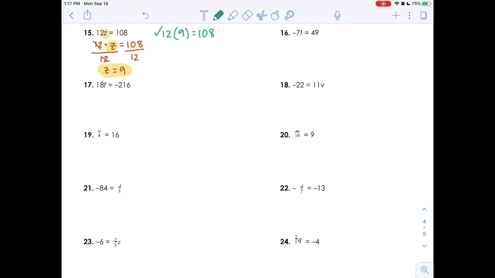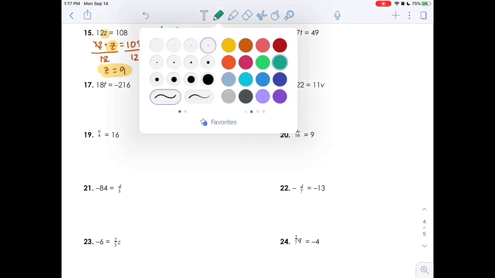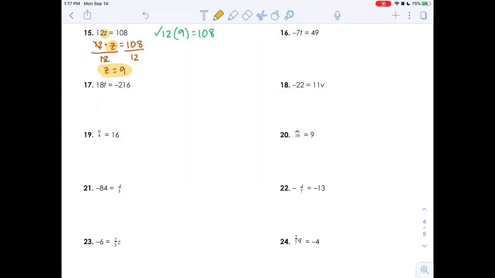Looking at number 17, I have 18f equals negative 216. My variable here is f, and we are once again multiplying 18 times f. So in order to undo multiplication, I'm going to divide by 18. 18 divided by 18 will give me a 1f, which is the same thing as just f, so I will get it by itself. But if I divide by 18 on the left, I have to also divide by 18 on the right. A negative divided by a positive is going to give me a negative. 216 divided by 18 is 12, so I'm left with negative 12.